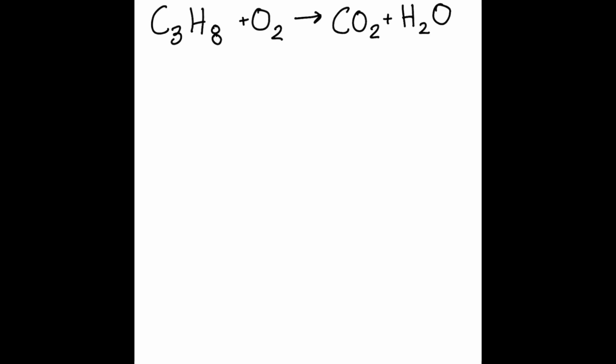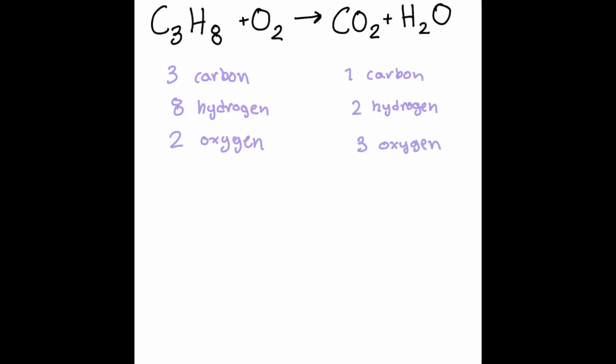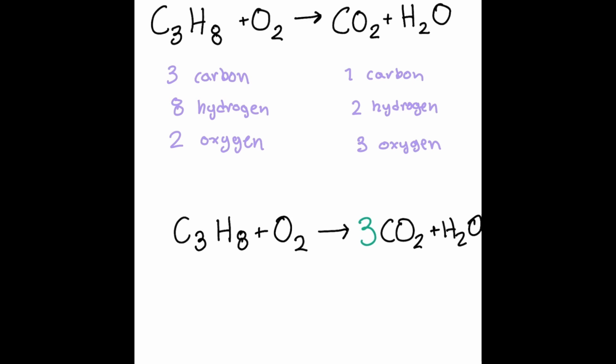Let's take a look at a more difficult equation. In this equation, we have 3 carbons on the left side along with 8 hydrogens and 2 oxygens. On the right side, we have 1 carbon, 3 oxygens, and 2 hydrogens. Let's start with balancing out the carbons. As you can see, we added a coefficient of 3 to the right side. This balances the carbons. There are now 3 carbons on either side of the equation.